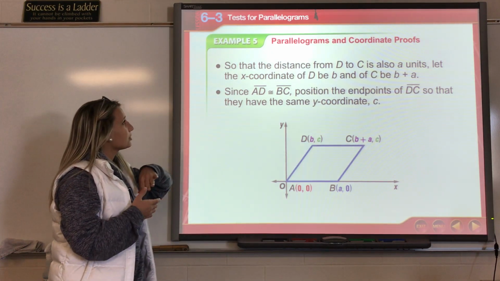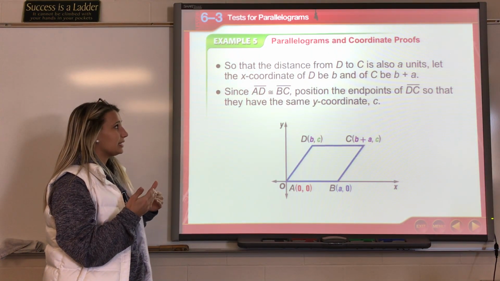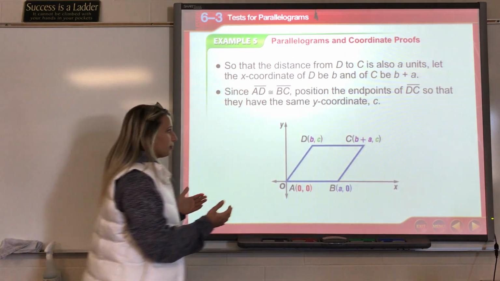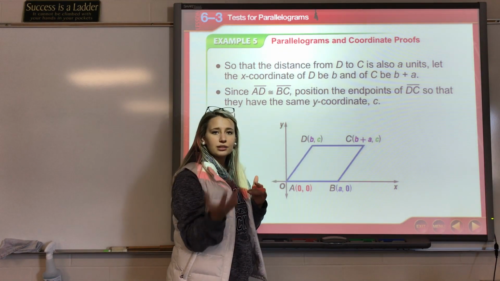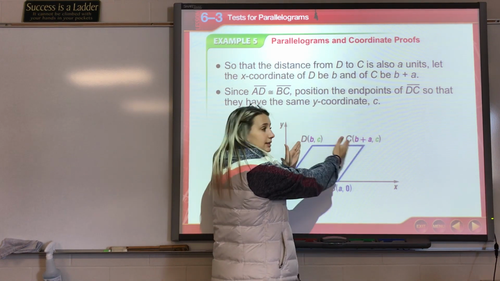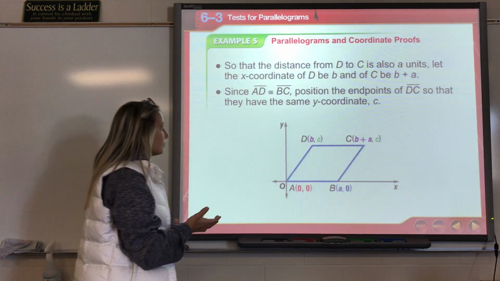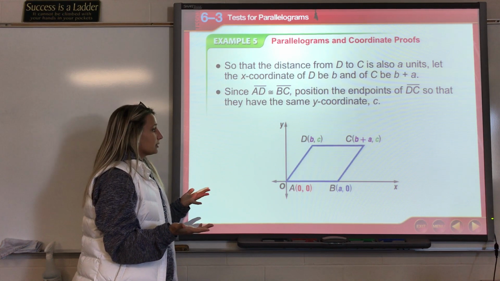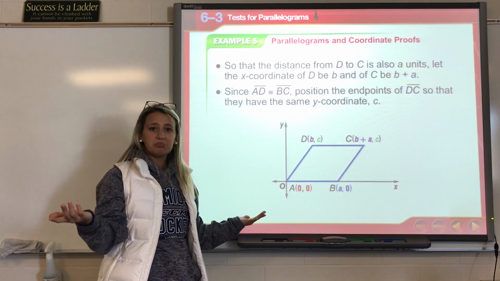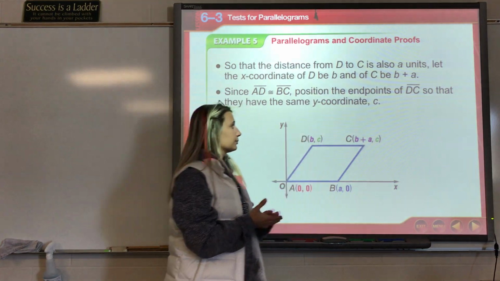Now up at the top, it says so that the distance from D to C is also A units, we're letting the x-coordinates of D be B, and of C be B plus A. Now I don't know if you followed that, but D can be at any x value, so we're just calling it B. And to make sure that these are congruent segments, we're just adding A to it because A is our distance from A to B. Now that we know these segments need to be congruent, we're just going to raise it up to C. So our y value is C for both of these.